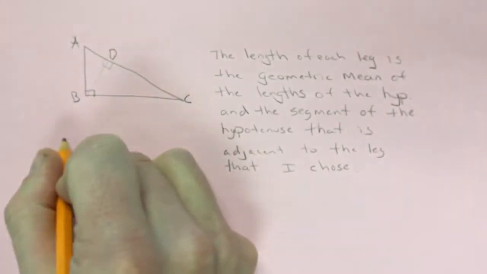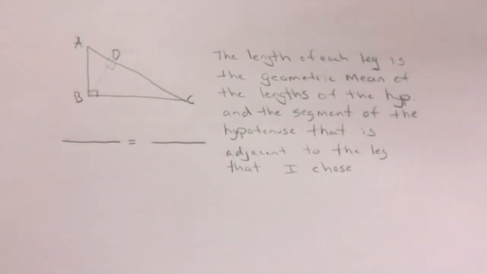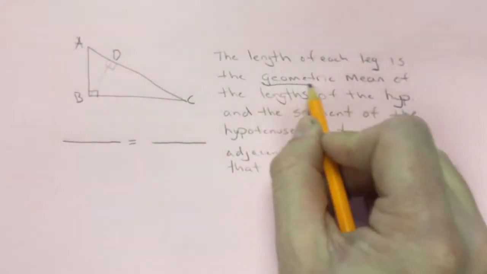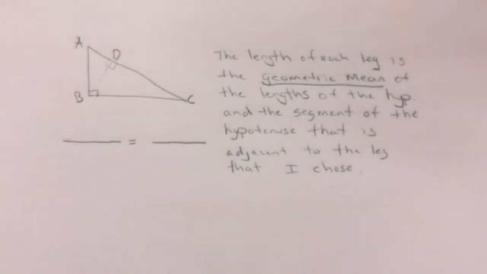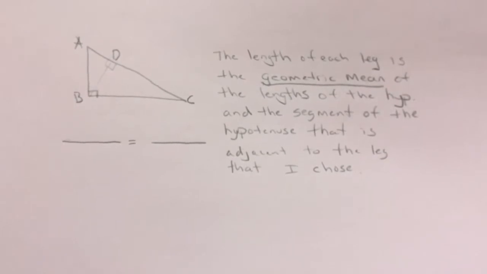So we're going to set up a proportion. And again, we're focusing on the words that come before geometric mean because that's the part that's going to get mentioned twice. So last time the altitude was the geometric mean, but this time the length of each leg is the geometric mean. So you can choose either leg of this right triangle, and that's what we're going to use.